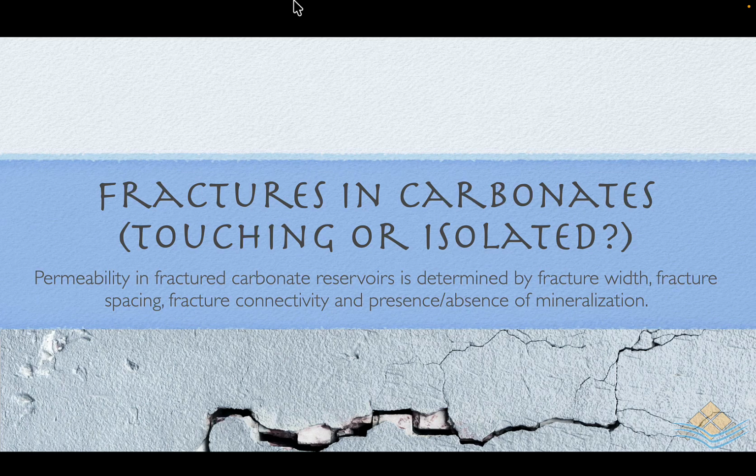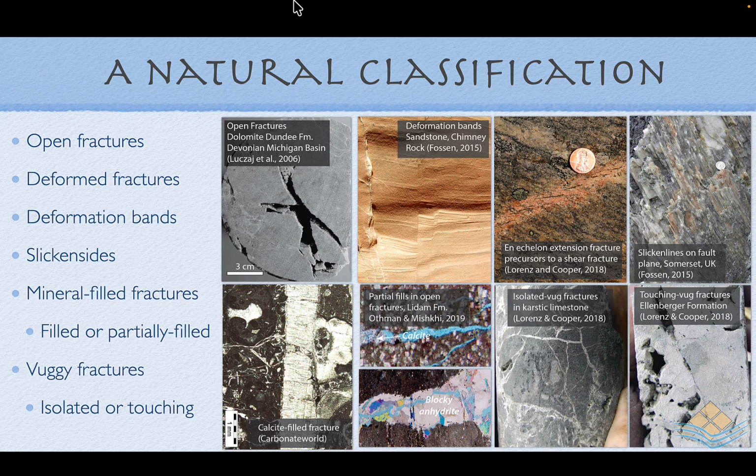So permeability in a fractured carbonate reservoir will be determined by a combination of fracture width, fracture spacing, if you like, fracture intensity, fracture connectivity, and the presence or absence of mineralization in those fractures. So if we look at all styles of fracture, natural fractures in the subsurface, and this comes out of Nelson's classification, we have open fractures, as we can see in the Dundee Formation.